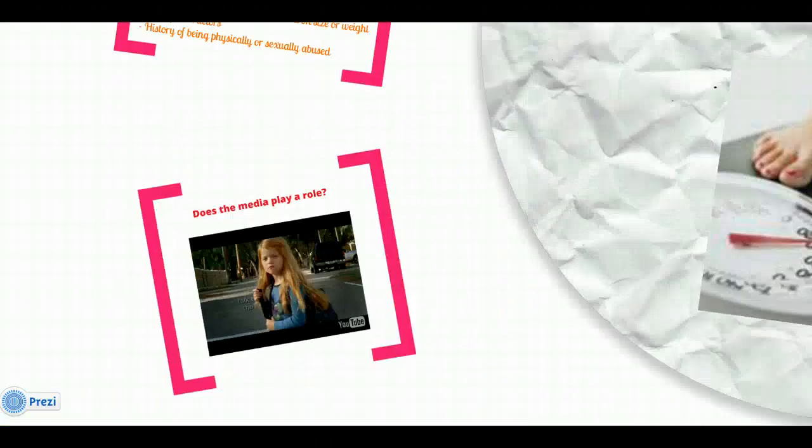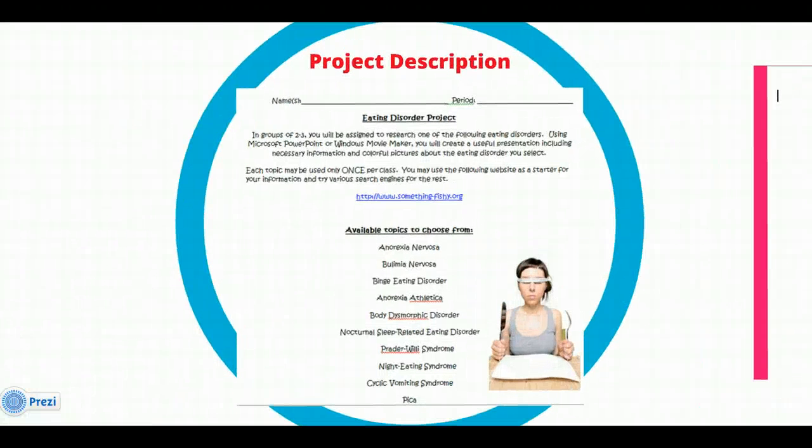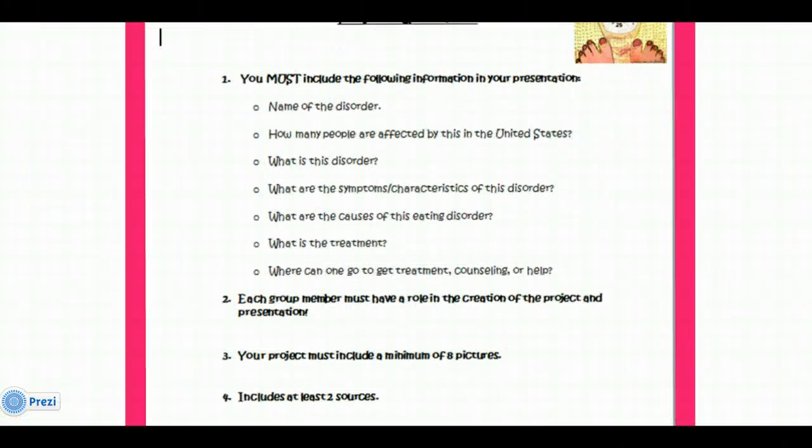After showing this video clip, I had a discussion with my class, of course, and then went right into the eating disorder project description and the project guidelines. I had my students work in groups of 2 or 3, and they were assigned to research one of the topics that are listed here on the screen. They were expected to use either Microsoft PowerPoint or Microsoft Movie Maker to create their project, but they had to include all of the following information in their presentation.